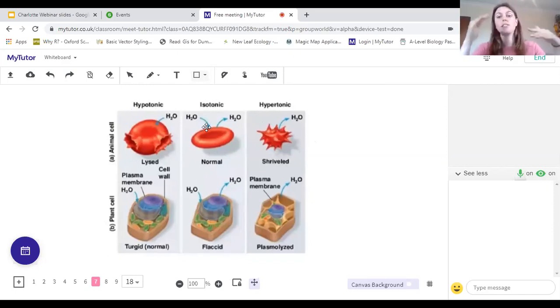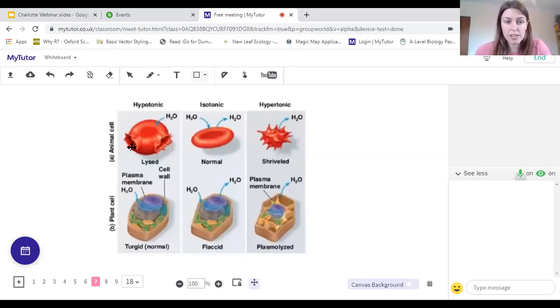Isotonic meant the same. So we have the same concentration of solute inside and outside the cell, and so water is moving in and out, maintaining that balance, doing what it should be doing, and the cell is normal. There's lots and lots of other things moving in and out as well, altering that concentration, so the water is continually moving to balance that out.